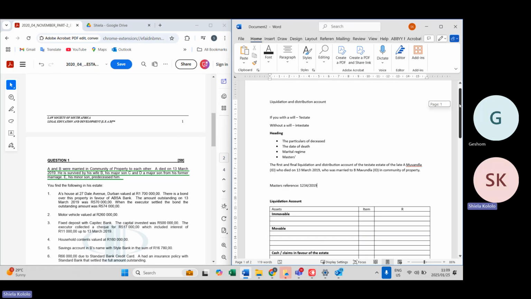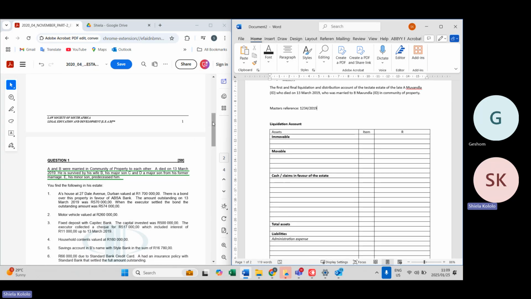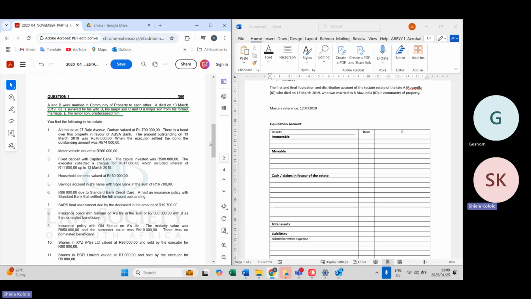And then now we go to our account. So our first account is the liquidation account, which has assets in it. These are immovable property. Immovable property is like your houses, your land, your sectional title, a farm. And then movable property is like your cars, your jewelry, anything that you can think of that is movable. Shares that are not sold, we also put under movable. And then we've got claims in favor of the estate or cash. So this is like money paid by policy, investment accounts, loans that maybe we collected from people that owed the deceased, money that maybe we collected from SARS because SARS had to pay the deceased. It's things like that that go in cash and claims in favor of the estate.